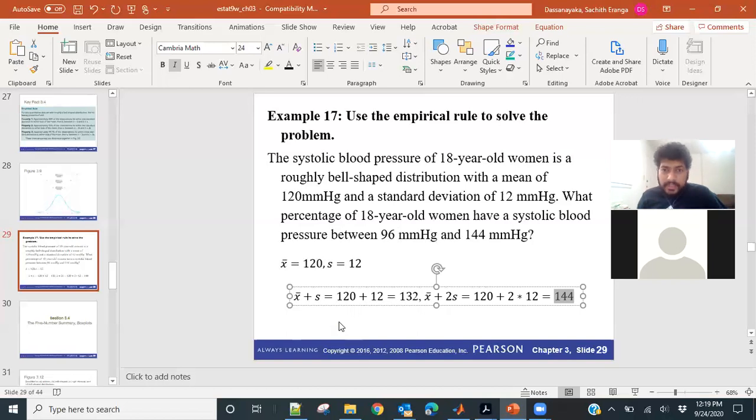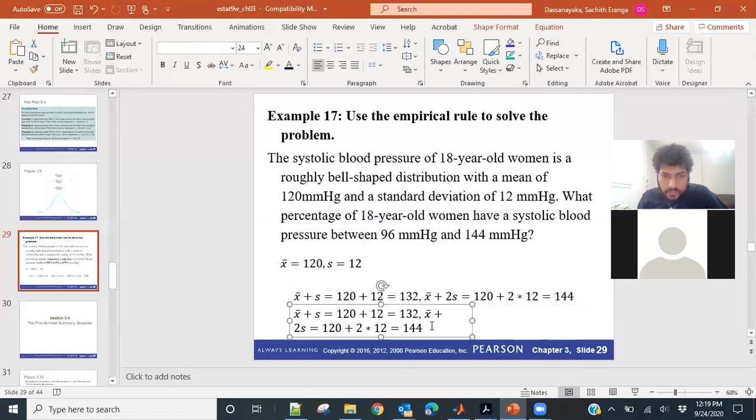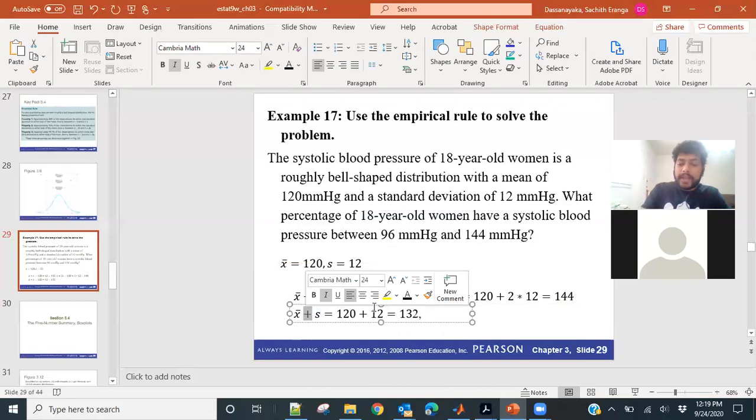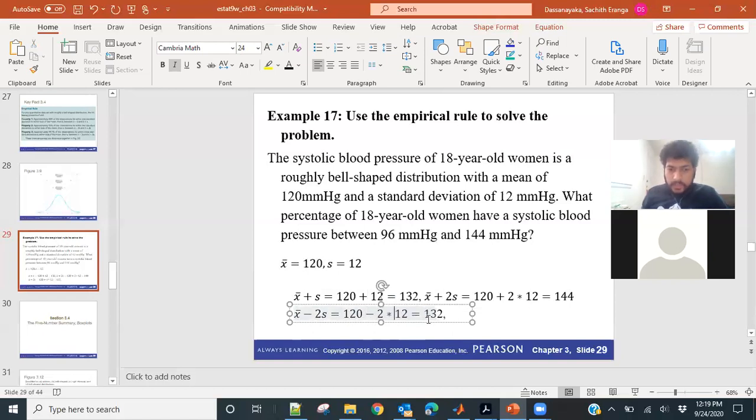Okay, you can check x bar minus 2s, which means 120 minus 2 times 12. 2 times 12 means 24, which means 96. Okay, yes. So this means this is in between two standard deviations, x bar plus or minus 2 times s. Two standard deviations.